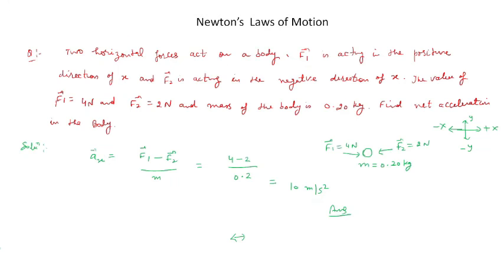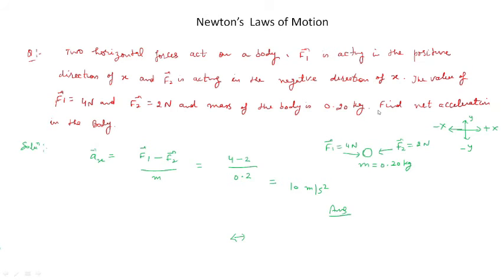The other unit of force in CGS system is dyne and it is equal to 1 gram centimeter per second square. Now here let us see a problem related to Newton's second law of motion. Two horizontal forces act on a body. F1 is acting in the direction of positive x and F2 is acting in the negative direction of x. The value of the force F1 is equal to 4 Newton and the value of force F2 is equal to 2 Newton and mass of the body is 0.2 kilogram.